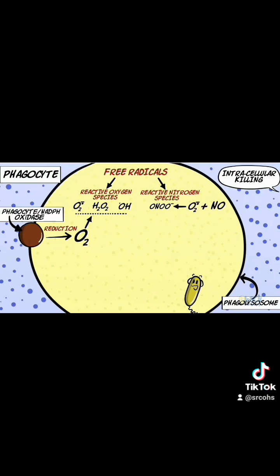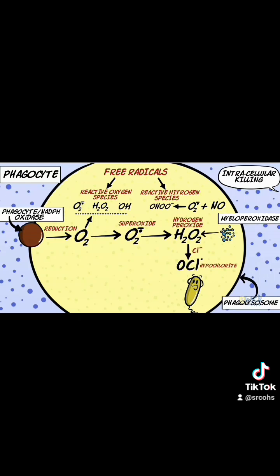Phagocyte oxidase present in the cytoplasm translocates to the membrane of the phagolysosome and reduces oxygen to a superoxide anion. The superoxide anion is converted to hydrogen peroxide, which is further converted to hypochlorite by myeloperoxidase. Hydrogen peroxide is also converted to a hydroxyl radical. Now, hypochlorite and hydroxyl radical are powerful destructive agents helping in elimination of microbes.